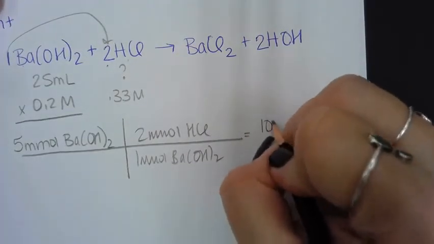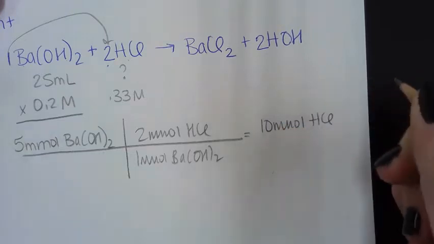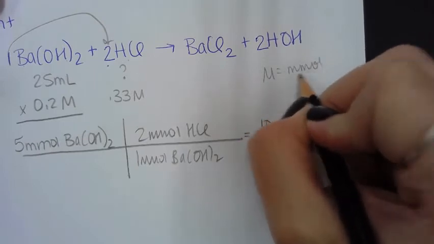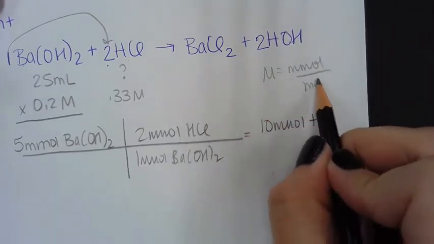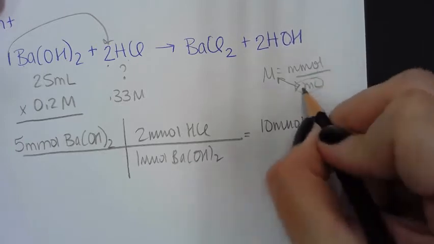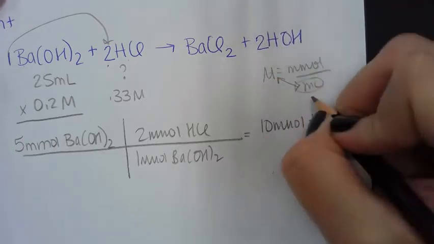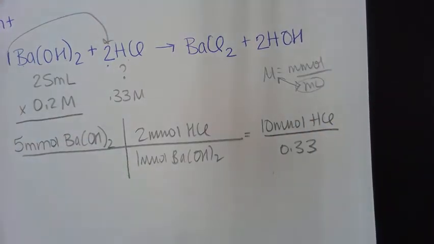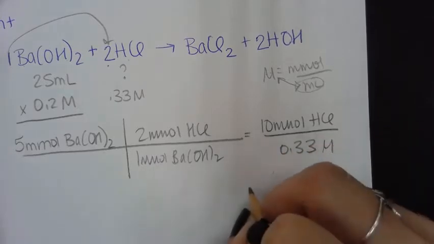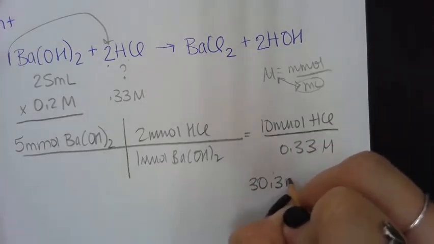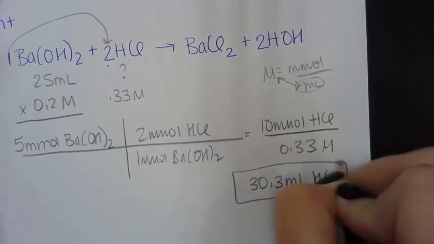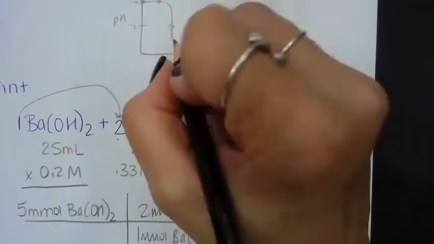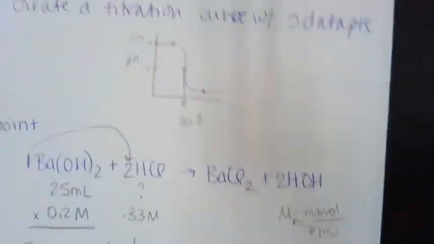So I have 10 millimoles. I'm going to need this many millimoles of the HCl in order to neutralize it. Molarity equals millimoles over milliliter. So I need to calculate this, I have to switch those, pull the milliliters up, the molarity down. So milliliters is going to be my millimoles divided by my molarity. So I will need 30.3 milliliters of HCl. And at that point, I know that my pH will be 7. So that point right there is 30.3.